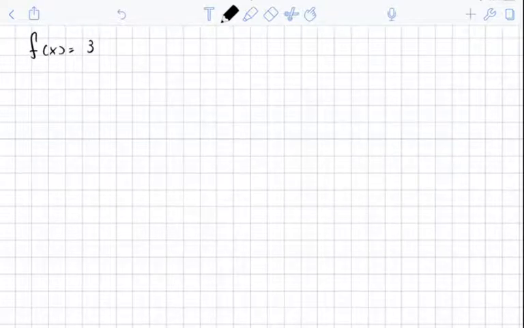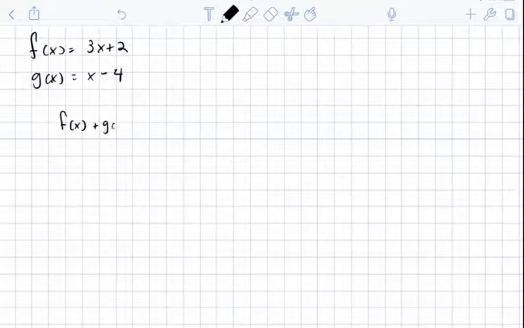f of x is 3x plus 2, hey, it's a polynomial. g, here's another function, x minus 4. We can make new functions by adding, subtracting, multiplying, and dividing these functions. So, for instance, f of x plus g of x. This is a new function. What's its name? I don't know. You can call this f plus g of x if you want. And this is just how to do it.